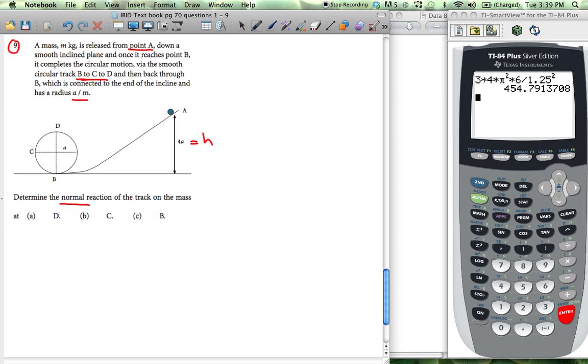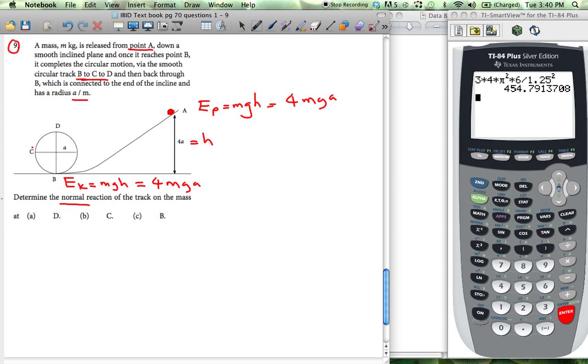Now, just to make one thing clear, at this point over here, this ball has got energy, and that energy EP is equal to mgh. Now, when it comes to B, all that energy will be changed into kinetic energy. So at B, the EK is equal to mgh. Now, the h here is 4a, so it's going to be 4mga. And so this kinetic energy here will be 4mga also.